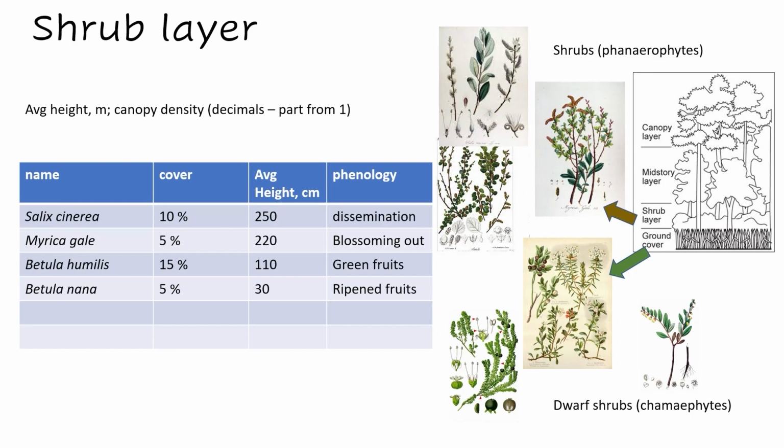The shrub layer is described as a whole, as a layer, by height in meters and the canopy density in decimals, like 0.2, 0.1, the same as trees. But then you make a list of all species which you have in the plot, and then to species you already give percentages, as you give for the ground layer. For example, Salix cinerea covers 10%, Myrica gale 5%. Then you give average height, meters or centimeters, whichever you like. And please give the shrubs' phenology.